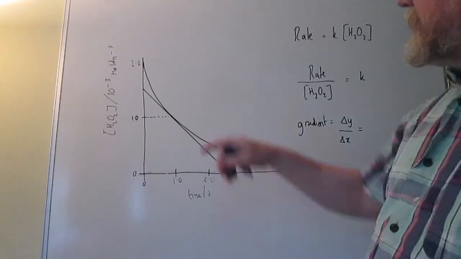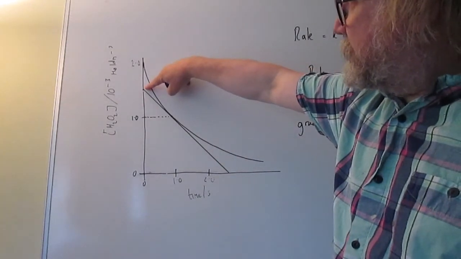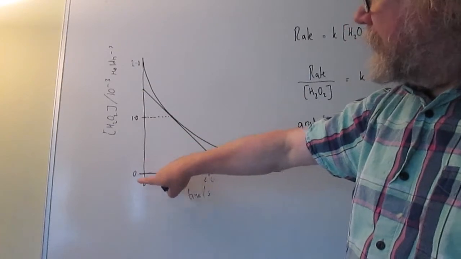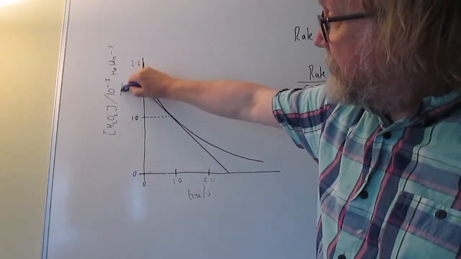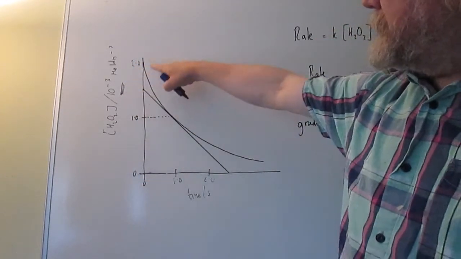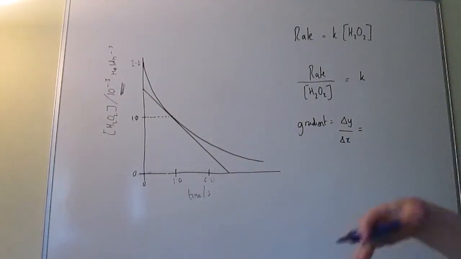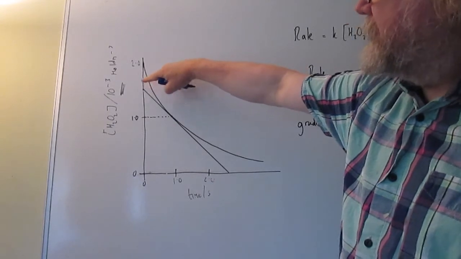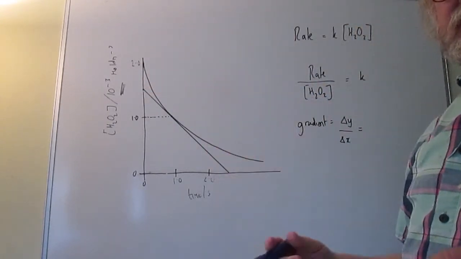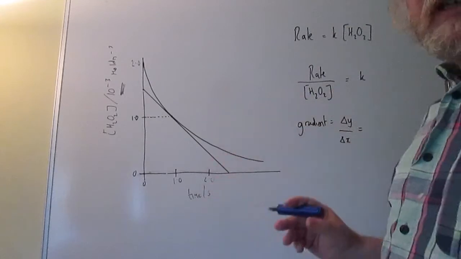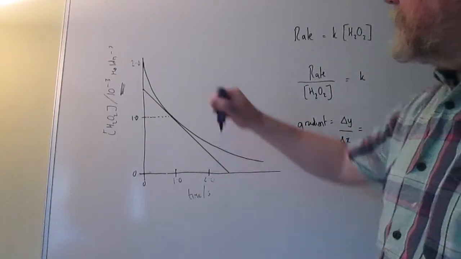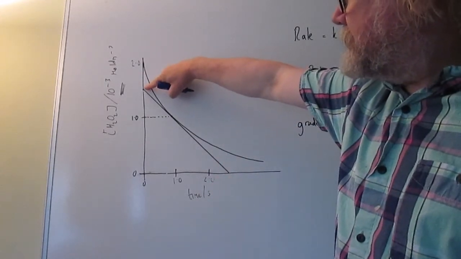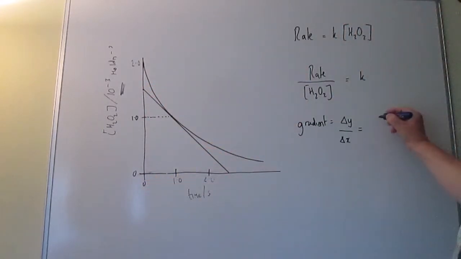So the vertical change starts at around 1.6 on this axis and goes to 0, but we've got to remember that these numbers have been divided by 10 to the minus 3. So actually it goes from about 1.6 times 10 to the minus 3. Because they had been divided by 10 to the minus 3, you've now got to multiply by 10 to the minus 3 to get the original number back. So it started about 1.6 times 10 to the minus 3 and goes down to 0. So the vertical change is 1.6 times 10 to the minus 3.